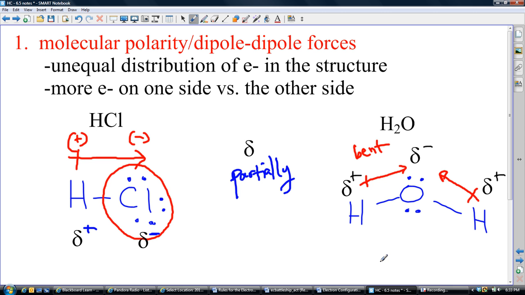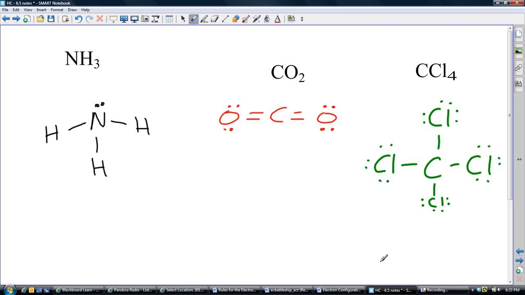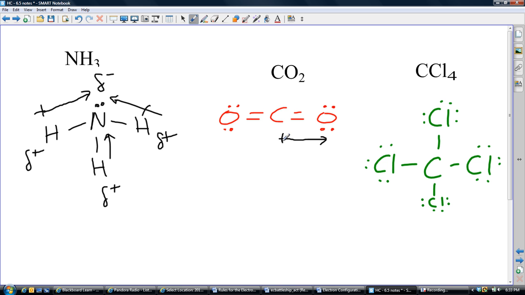Now, the other thing I want to show you is a couple other molecules. Well, we've got the ammonia molecule. So here we can see the ammonia molecule, that there's a greater attraction of electrons towards the nitrogen. Therefore, the nitrogen side is partially negative, and each hydrogen is partially positive. Now, what's interesting is we look at something like carbon dioxide. Carbon dioxide looks like it's polar. The carbon is partially positive. The oxygens are partially negative.